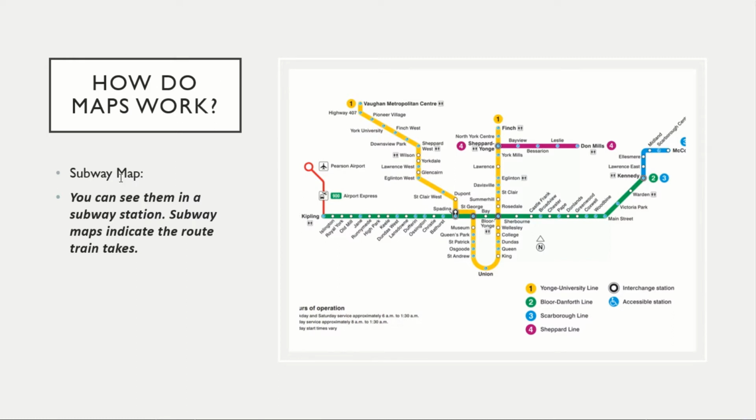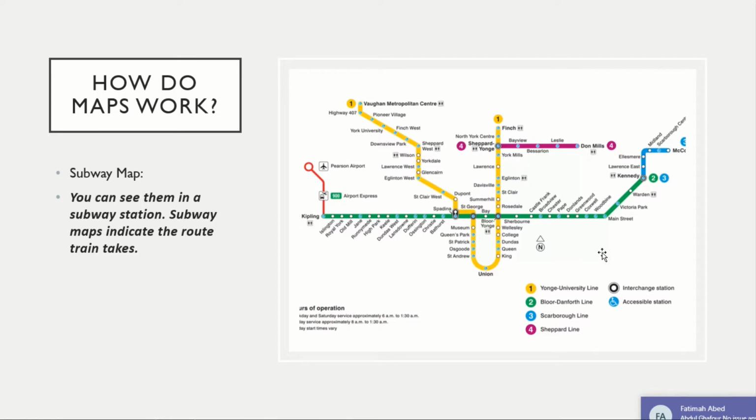For example, this map shows the metro route, which is a daily commute. You can see them in a subway station. Subway maps indicate the route trains take. So each color indicates the route and a commute from the origin to the ending point.